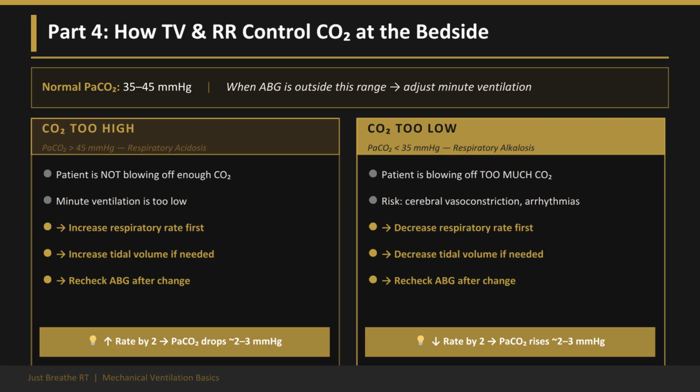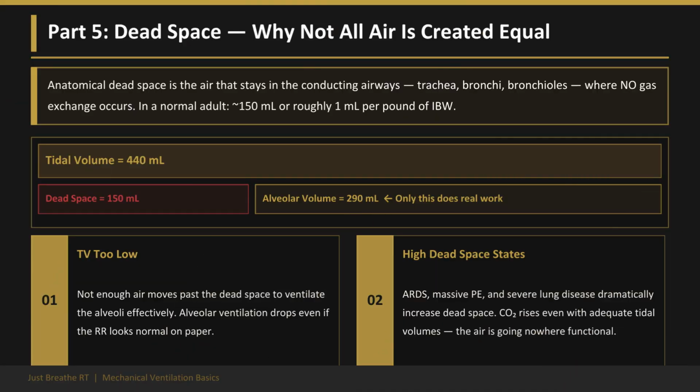So, if your PaCO2 is 52 and your goal is 40, you need to increase your rate by roughly 4 to 6 breaths per minute. That is the kind of bedside math that becomes second nature with practice, and it will make you look sharp every single time.